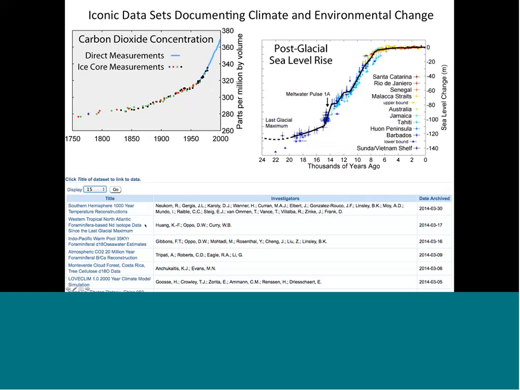The archive contains some of the most iconic and well-known data sets documenting climate and environmental change going back over the last several centuries to millions of years. And in the upper left here, you can see the concentration of carbon dioxide measured in ice cores going back over the last several centuries. So this shows the concentration of carbon dioxide in the pre-industrial atmosphere as measured by bubbles in ice core. And on the right, you can see the data sets revealing the rise in sea level that occurred at the end of the last ice age 21,000 years ago. These data come from all over the world. As I mentioned, they come from about 18 different proxy types. And the list at the bottom shows the last half a dozen contributions that have been received over the past several weeks at the World Data Center.